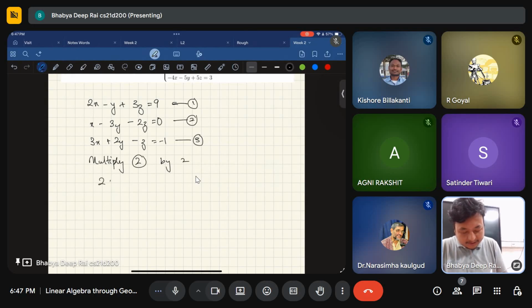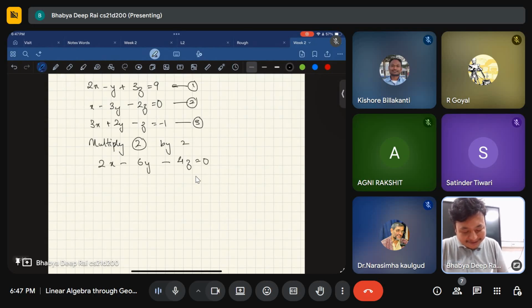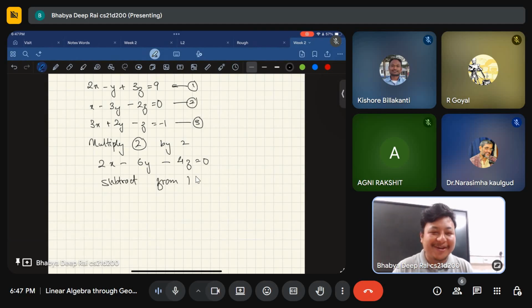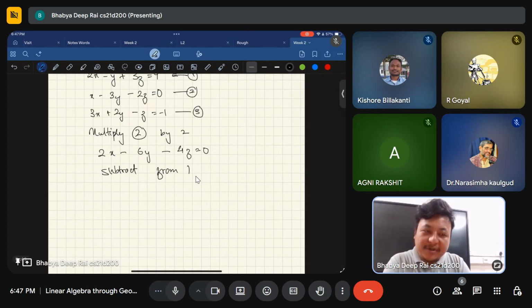And I got this: 2x minus 6y minus 4z equals 0. And then he said, now subtract this from 1. But then I stopped him. I told him you're getting into elimination, not substitution. But this is still valid. We've done it in high school. And what did we call it? We call it the elimination technique, right?